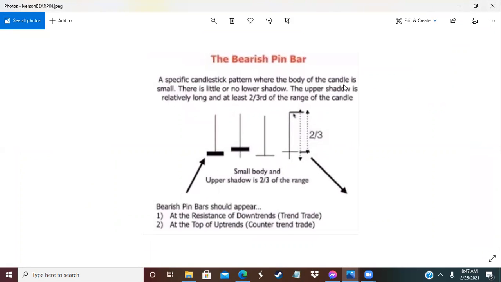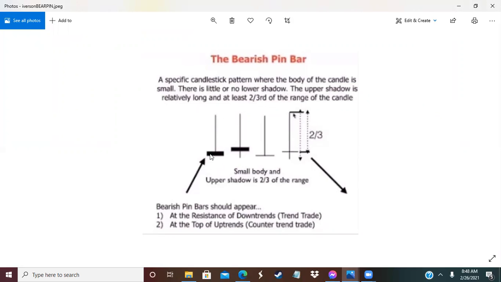The bearish pin bar is a specific candlestick pattern where the body of the candle is small. There is a little or no lower shadow. The upper shadow is relatively long and at least 2/3 of the range of the candle. All right. So here's the illustration that gives a visual aid to what was just read. All right. So this is the little bitty body, very small body. This is the very long wick. All right. And that's what you look for when you're looking for a bearish pin bar.